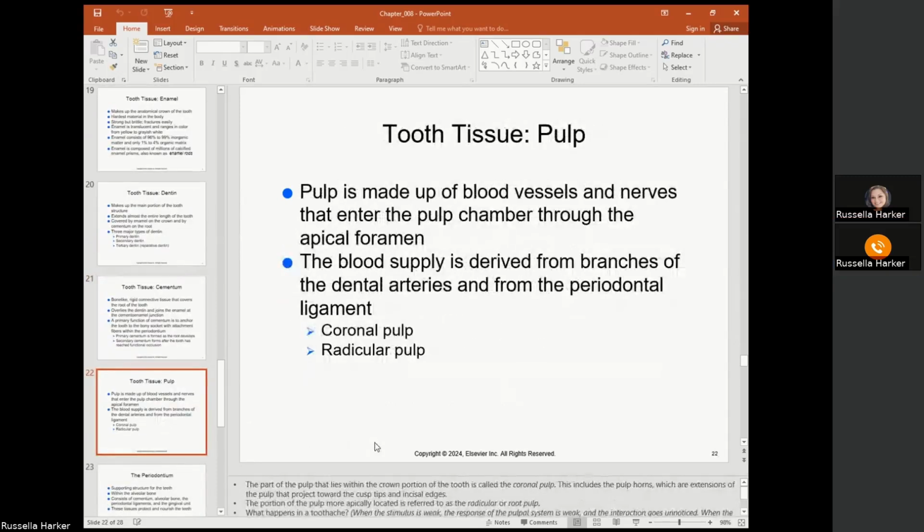The pulp is made of blood vessels and nerves that enter the pulp chamber through the apical foramen. The blood supply is derived from branches of dental arteries from the periodontal ligament. The coronal pulp is in the crown of the tooth, and the radicular pulp is in the roots of the teeth.